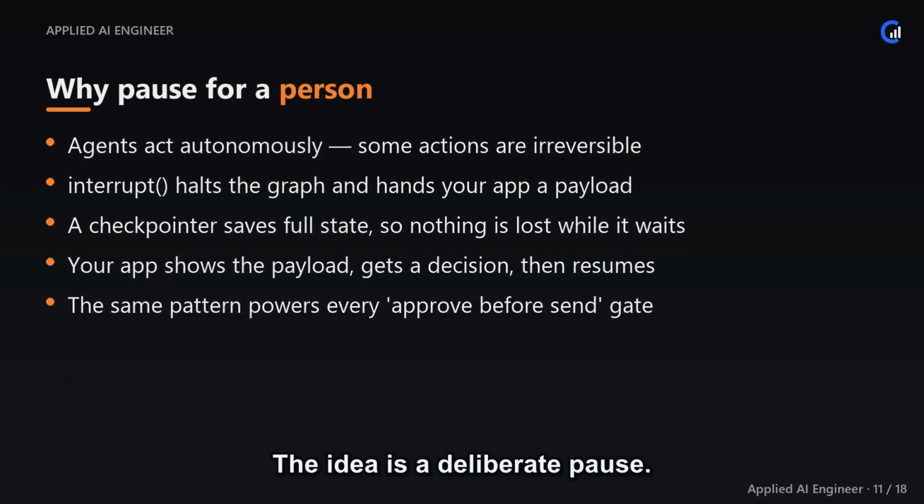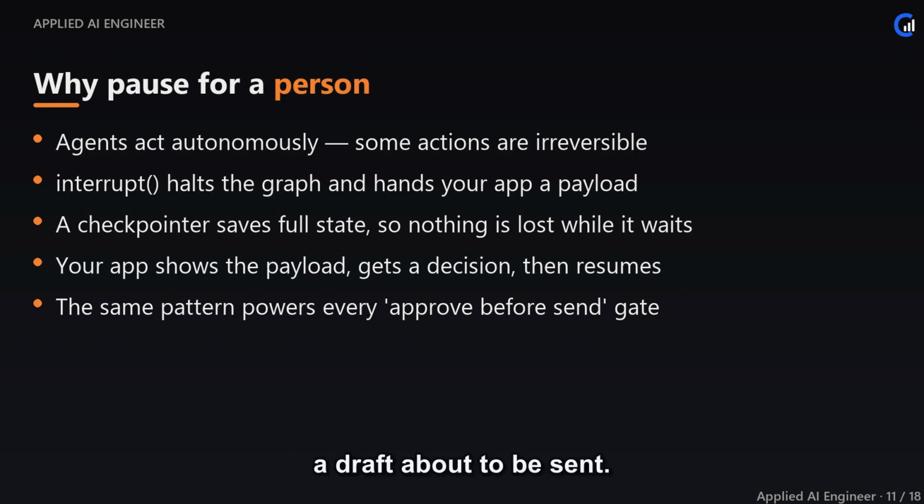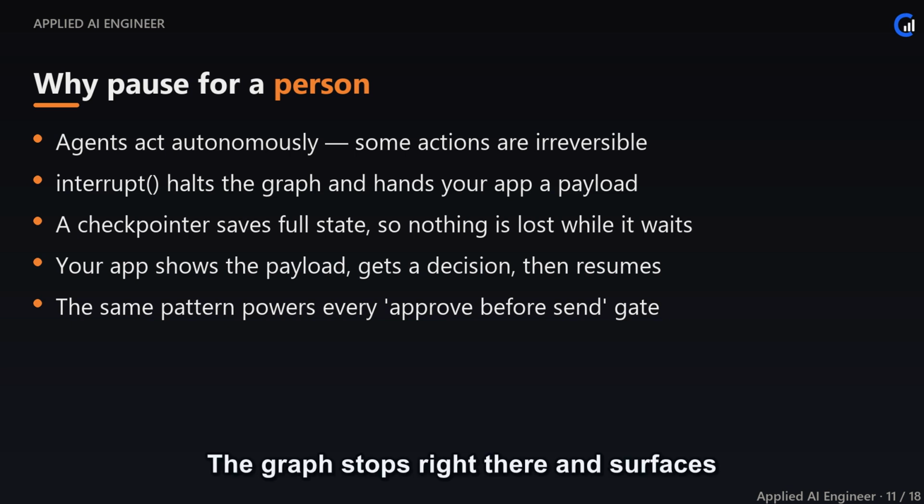The idea is a deliberate pause. A node calls interrupt with some payload, say, a draft about to be sent. The graph stops right there and surfaces that payload to your application. Because a checkpointer has saved the entire state, nothing is lost while it waits, even for hours. Your app shows the payload to a reviewer, collects an approve or reject decision, and then resumes the graph with that decision. This is how you put a human gate in front of an autonomous system without rewriting it.